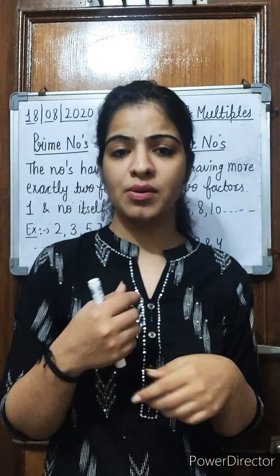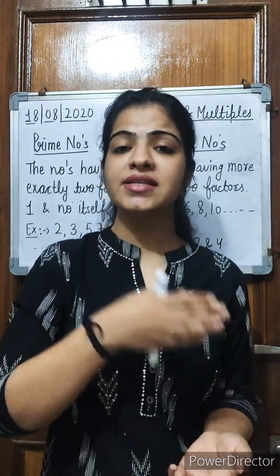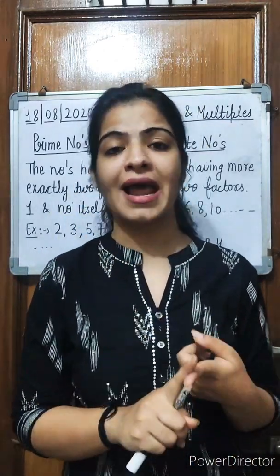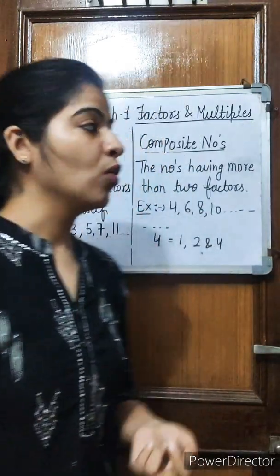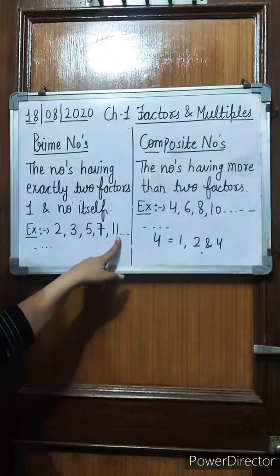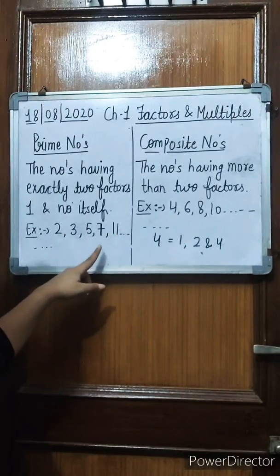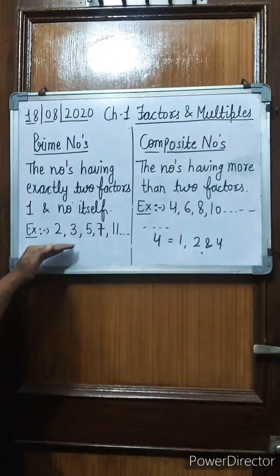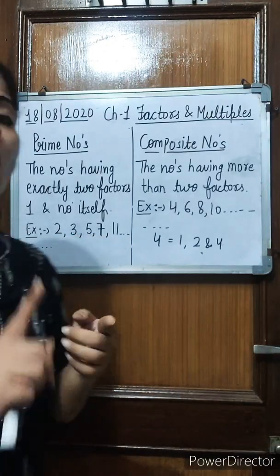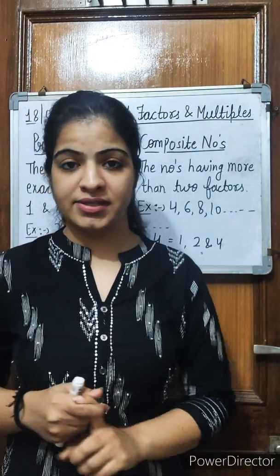Or in simple language we can say these numbers are divisible by only two factors, that is 1 and the number itself. Okay, so some examples are 2, 3, 5, 7 and 11 and so on. So many examples are there of prime numbers. It means that these numbers are having only two factors, 1 and the number itself.